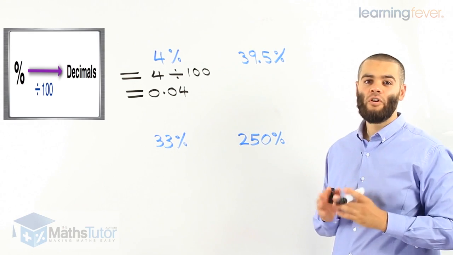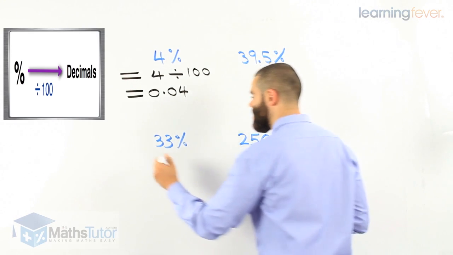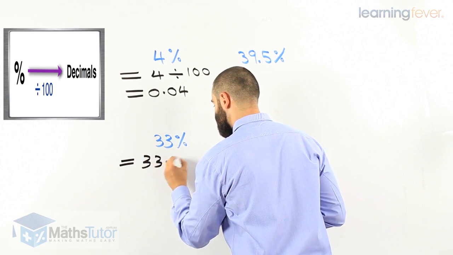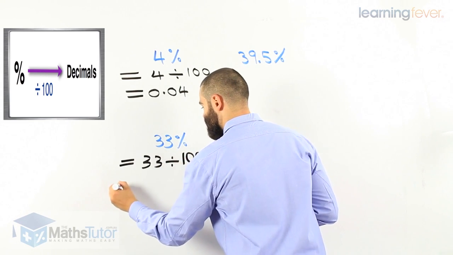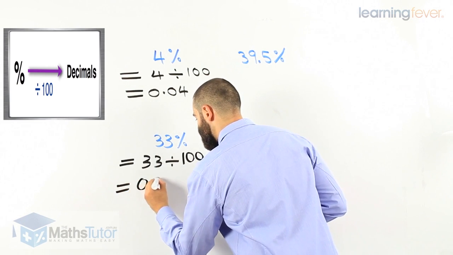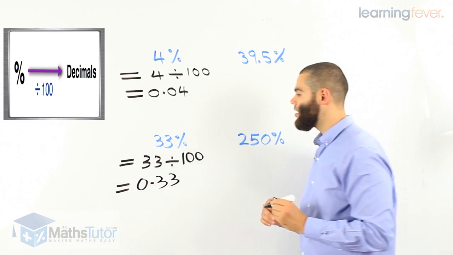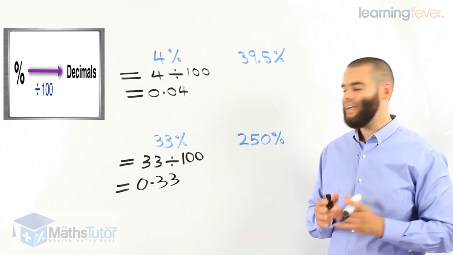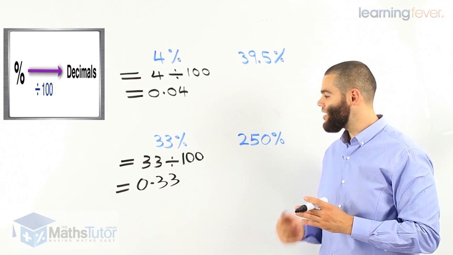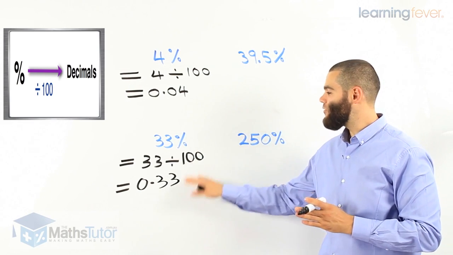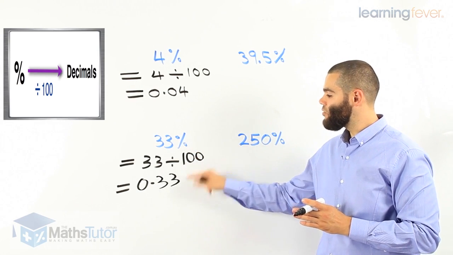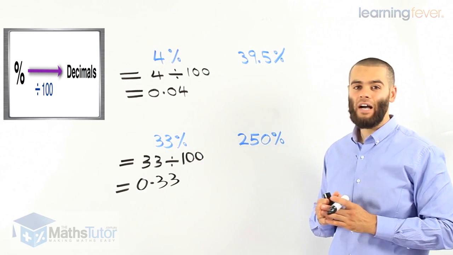33% converted to decimal. Well, again, divide by 100. 33 divided by 100, 0.33. So 33% is exactly the same as 0.33. It's just another way of writing it. This is written in percent and this is written in decimal. They have the same value. We now convert it from percentages to decimals by dividing by 100.